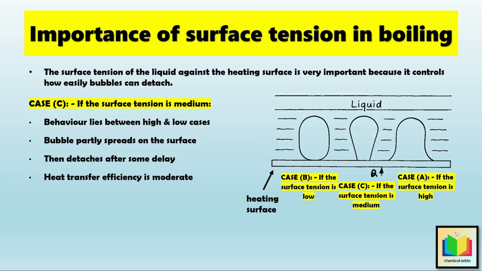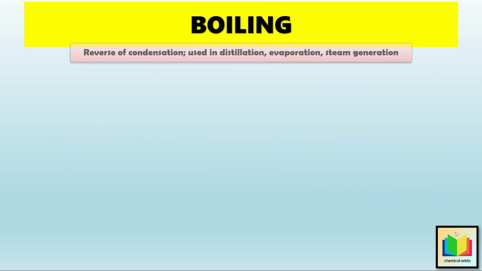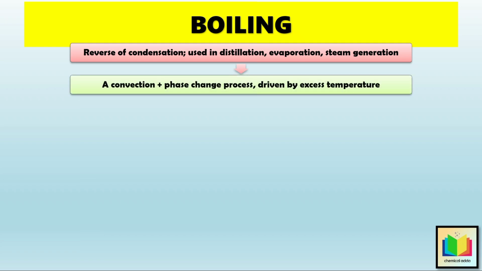Alright, let's summarize what we learned in this video. The first point we learned is that boiling is the reverse of condensation, and it is widely used in distillation, evaporation, and steam generation. The second point we learnt is that boiling is not just heating, rather, it is a convection plus phase change process, governed by excess temperature.